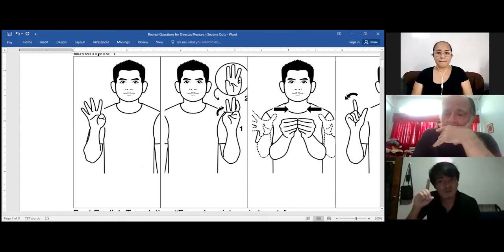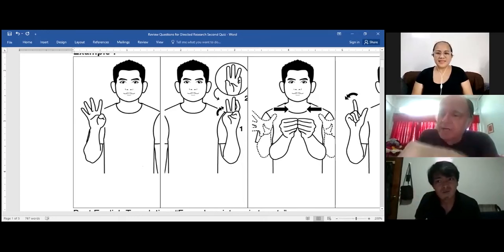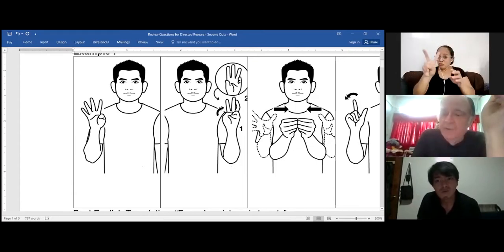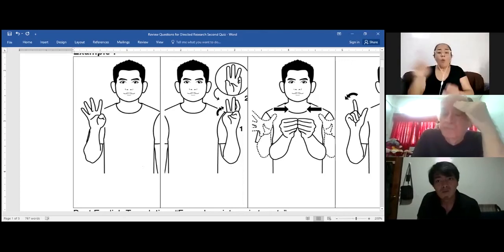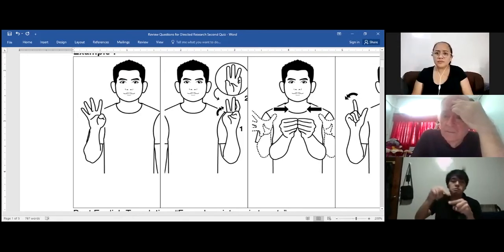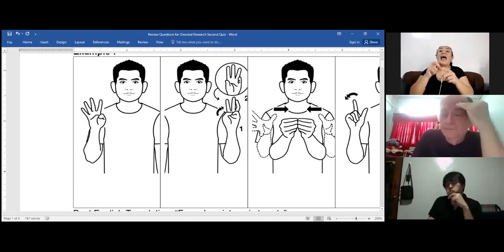So book is a noun. Thick is an adjective. Yes, but what does thick book function as? Does it function as an adjective or does it function as a noun? It's a noun. That's why we call it a noun phrase.